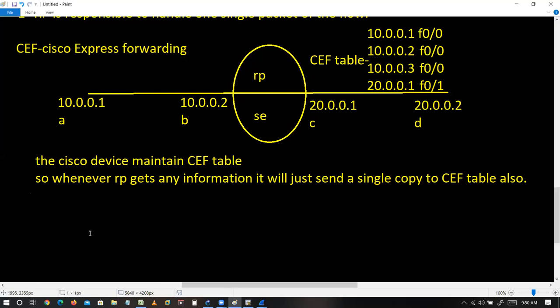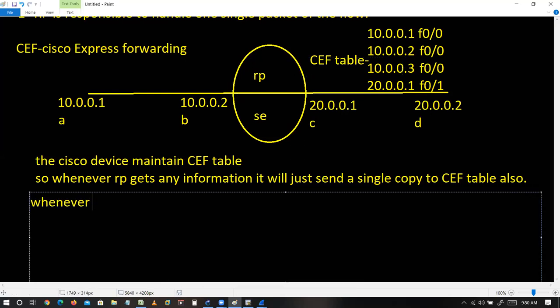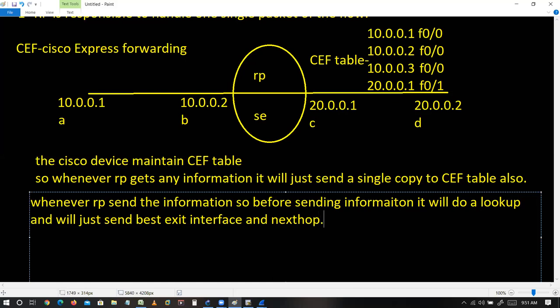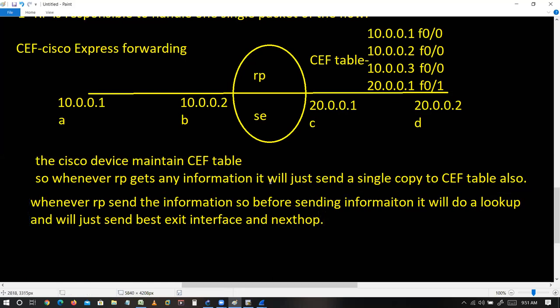So whenever the RP sends the information, before sending information, it will do a lookup and will just send the exit interface and next hop. Okay, so what lookup it will do, we'll discuss.